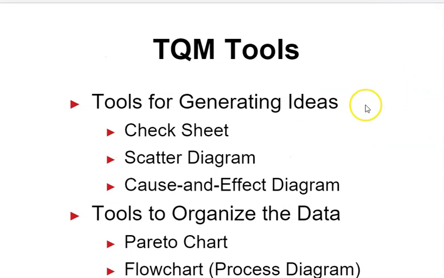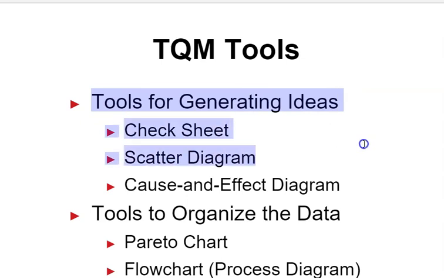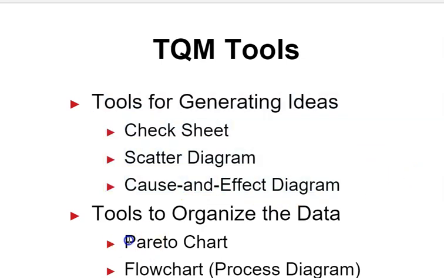Okay, next is the topic of total quality management tools. Tools for generating ideas include the check sheet, scatter diagram, cause and effect diagram, Pareto chart, and flow charts. So with a check sheet, we can always have a list of things to be done or things that are required for checking, to make sure these steps are completed, or these factors have been met, or also these qualities have been met, right? And we keep checking.